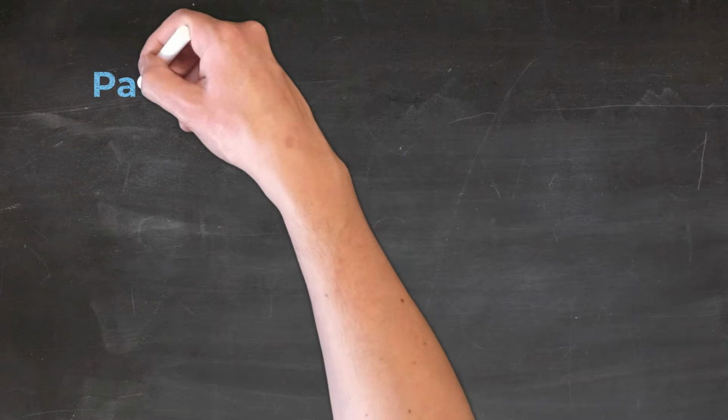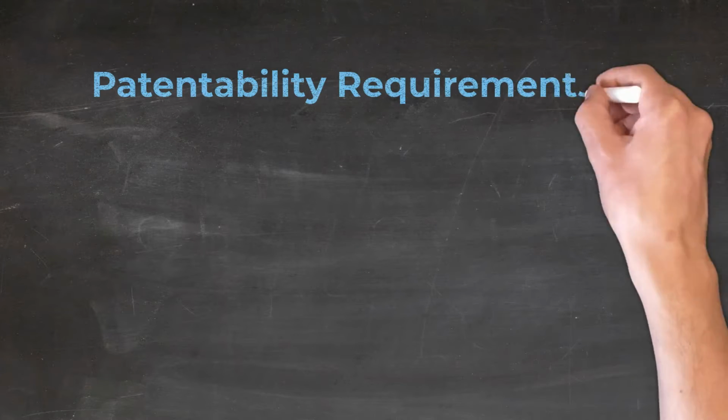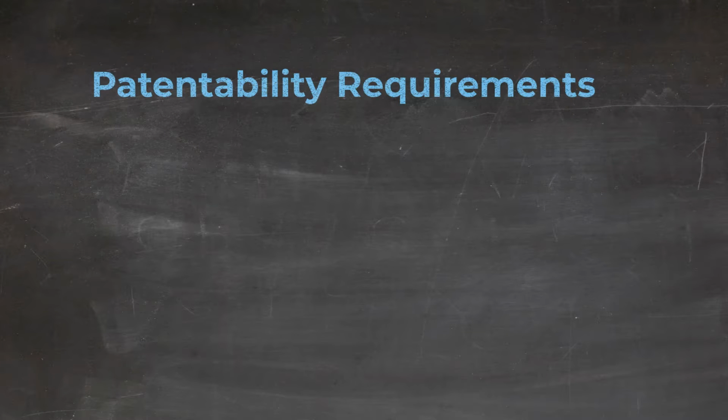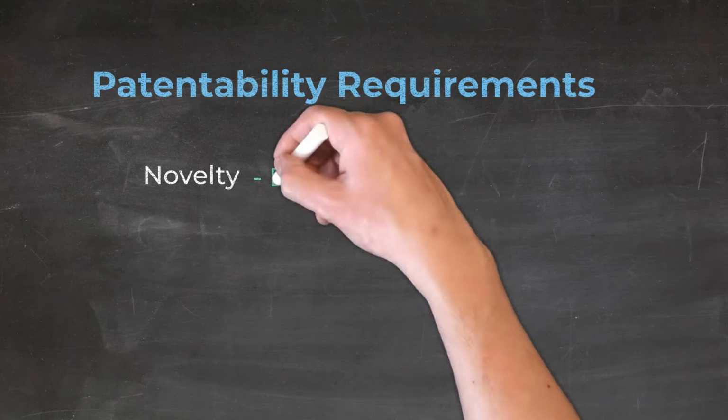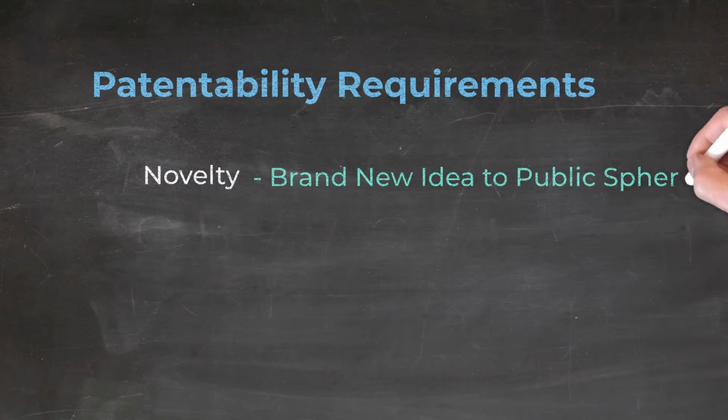We mentioned that the application is subjected to an examination. What exactly are the patentability requirements that an application must meet for the Patent Office to grant protection? First is novelty. Novelty means that this idea is completely new and has never been heard of or published at all in the public sphere. Any claim in the application that is not new is invalid.